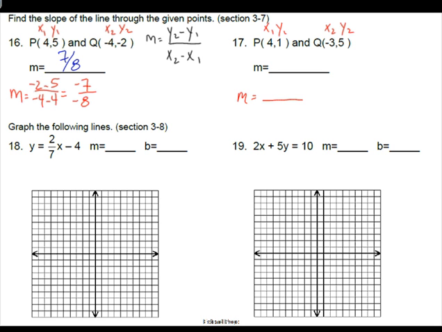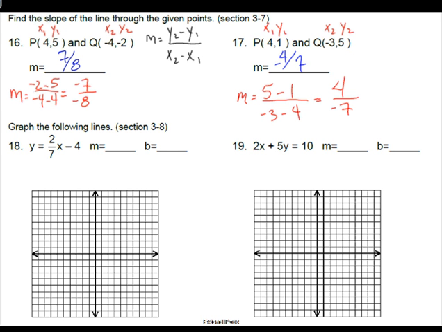Substitute them into the formula. So I have 5 minus 1 over negative 3 minus 4. 5 minus 1 is 4. Negative 3 minus 4 is a negative 7. So the final solution here will be a negative 4/7.